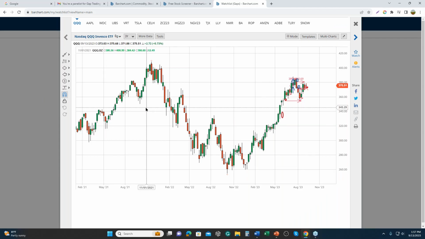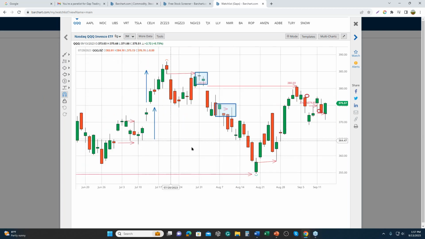Now let's go back to our Qs, and these two blue boxes here are showing us those inside gaps. Again, here's where that candle closed. Here's where the next one opened. Here's a gap that's inside of this candle's range. And this would have been a really good day trade setup where you would try to sell right on the previous day's closing price. Have you ever heard of this expression?